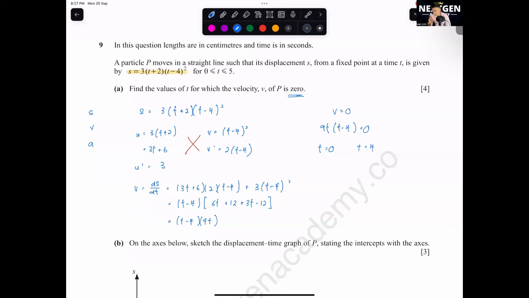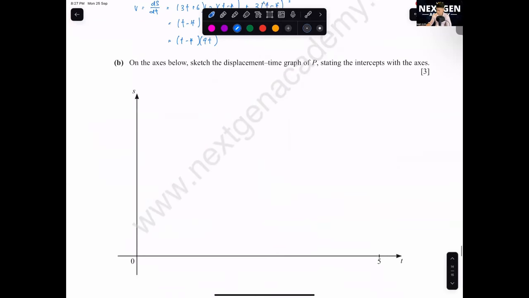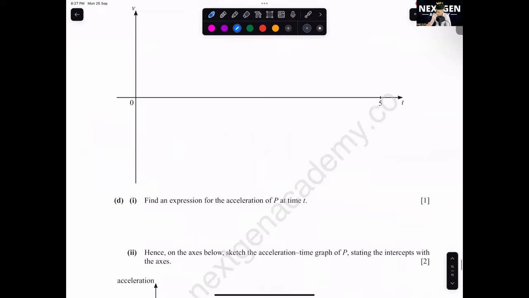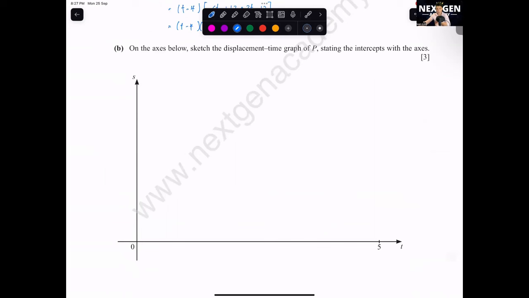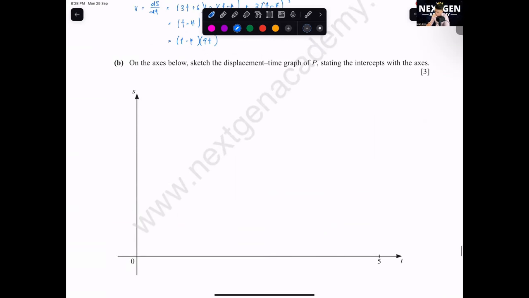We need to understand very, very clearly what this value actually means also. You look at the graph question, got how many marks? 3 marks, 2 marks, 5 marks, 7 marks, then another 2 marks. How do we make sense of this? They want us to draw the displacement time graph of P. Do y'all struggle with this question? Or y'all do the exercise without looking at the answer?